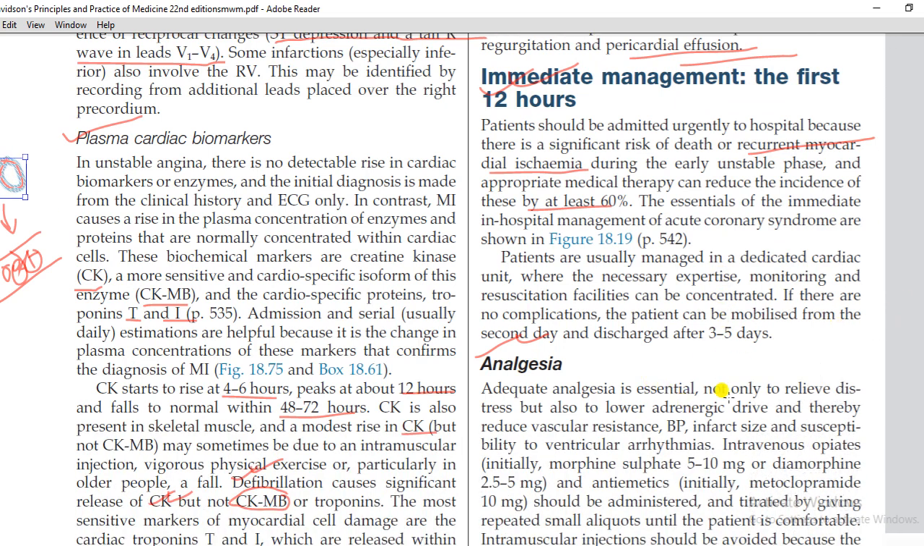So we're up to the analgesics here. Adequate analgesia not only relieves distress but also lowers the adrenergic drive, and thereby reduces the vascular resistance, blood pressure, infarct size, and susceptibility to ventricular arrhythmias.